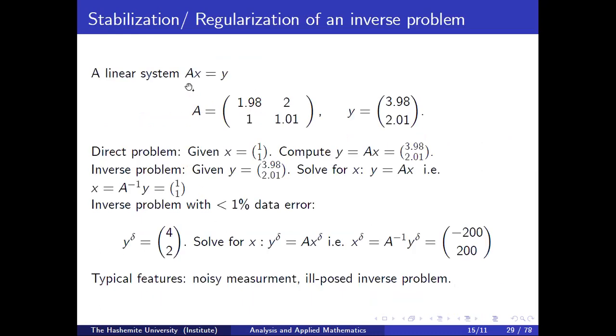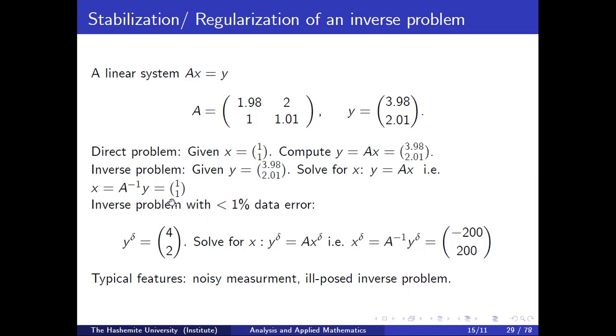So this is AX equals Y. A is this matrix, and Y is this vector. If X is given and we want to find Y, this is the direct problem. So we have to multiply A times X. This is the answer. Now, given Y, you want to find X. This is the inverse problem. So the answer is 1, 1. So we are fine.